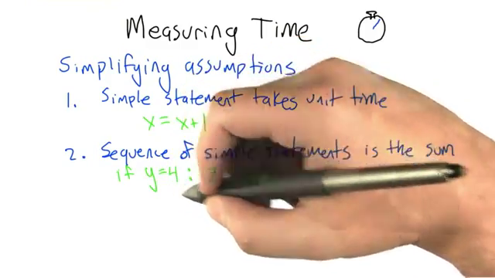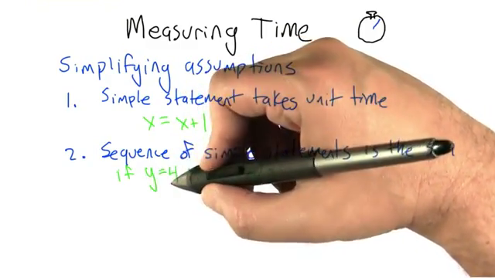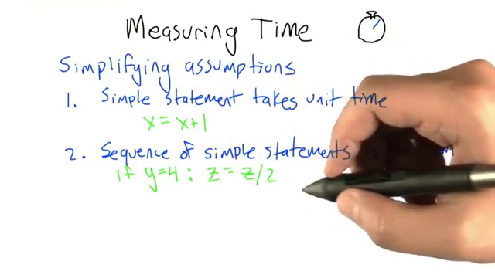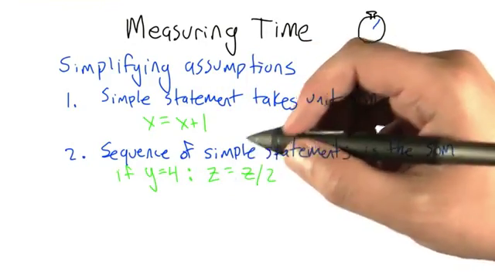So measuring the time that it takes to run something like an if statement, we're going to imagine that there's the time that it takes to execute the condition evaluation and then the time that it takes to actually execute the statement. So this would be essentially 2 units of time.